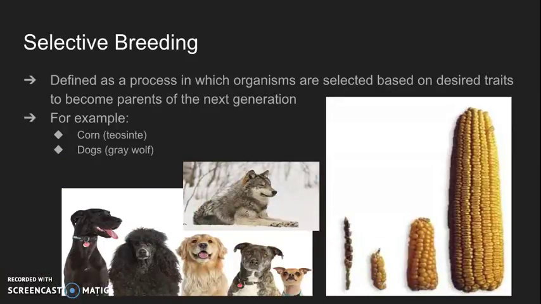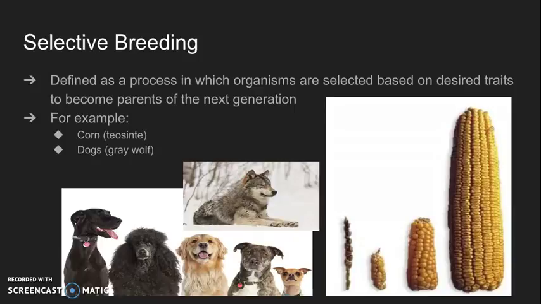So to start off, just a little bit of background on what we've been doing. We'll talk about selective breeding. Selective breeding is a process in which organisms are selected based on desired traits to become parents of the next generation. I have two examples, one of which is corn, kind of like what I mentioned on the previous slide.